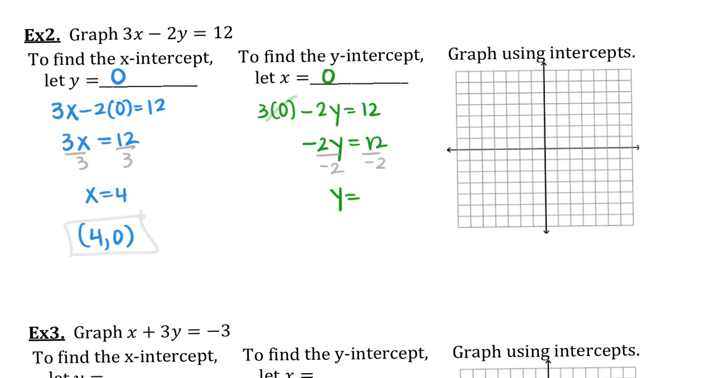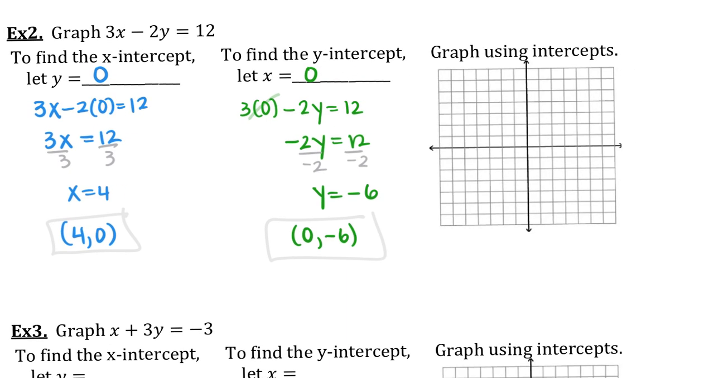Okay, so when I plugged in x equals 0, I got y equals -6. So my ordered pair is x is 0, y is -6. Now that I have both intercepts, I can graph them, and I should get a line. So the x-intercept is to the right 4, up 0. Y-intercept, right 0, down 6. 1, 2, 3, 4, 5, 6. Okay, line long, extended with arrows.